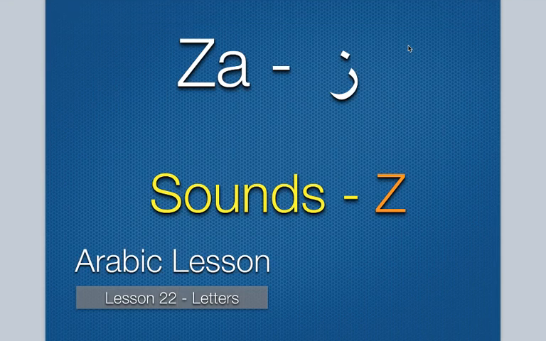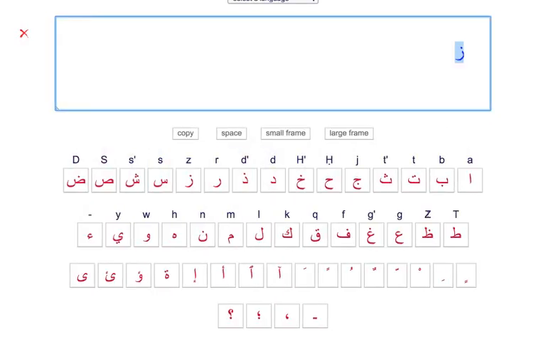Hi guys, in this video we will look at the letter Zal. Zal is written similar to Ra, except that it has a dot on top of it, and it sounds similar to the letter Z in English, like in the word zoo. We'll look at how Zal is written in a word. Zal will follow the same pattern as these letters over here.